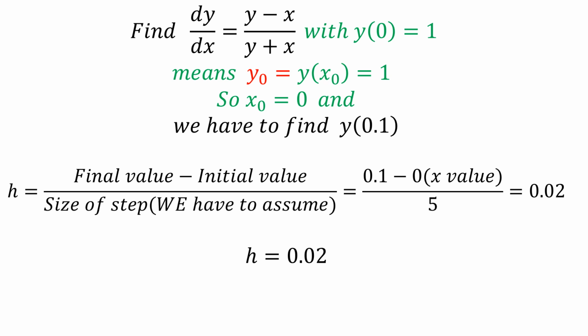So h is basically final value minus initial value. The final value is 0.1, that is the value we have to find, and the initial value is 0. The size of step depends upon you, and you can change it. Accordingly, the number of steps will change also. Here I have taken 5 steps, so the value of h will be h equals 0.02.